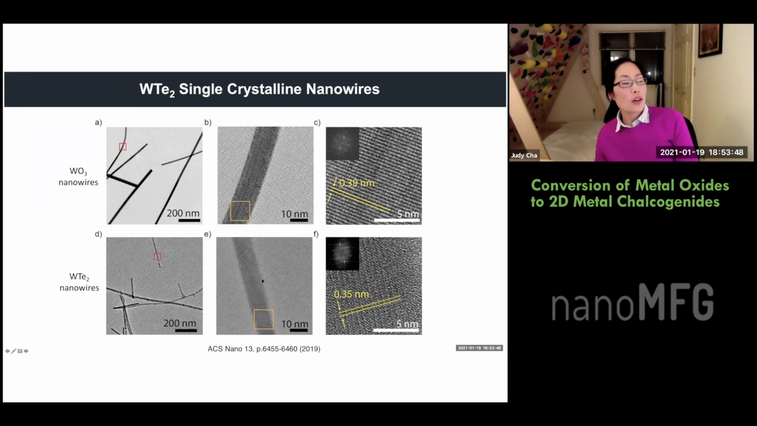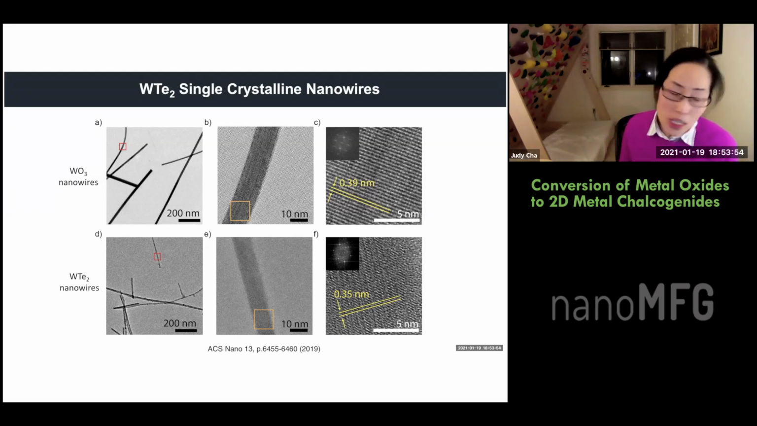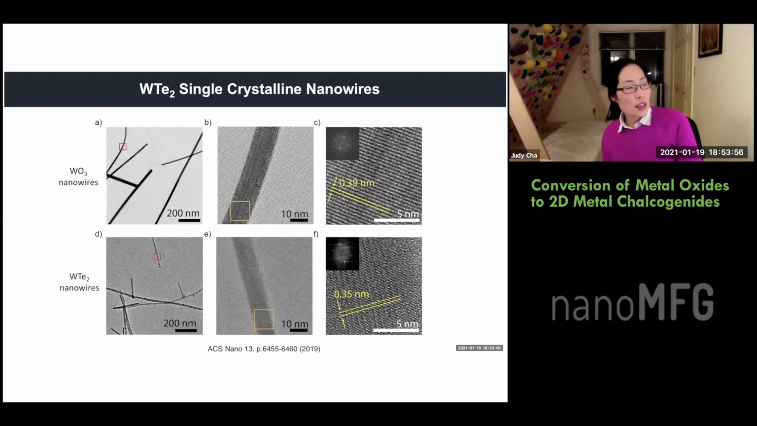So another topic that my group does quite a bit is looking at topological nanostructures. The point of topological nanostructures is that you want to enhance surface effects and you want to study topological surface states. But the reality is that pretty much all materials, maybe minus graphene, oxidize. So if you have a lot of surface, you have a lot of oxidation, which will degrade your transport.